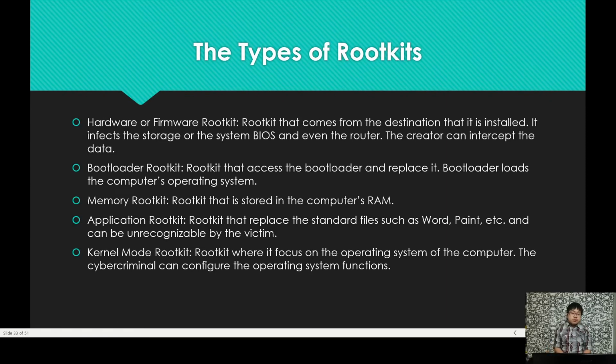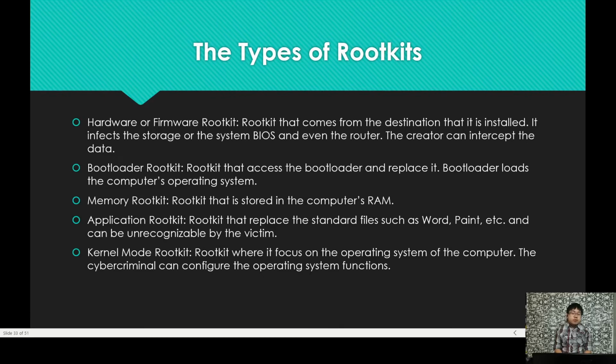The types of rootkit include hardware or firmware rootkit, a rootkit that comes from the destination where it is installed, infecting storage or the system BIOS and even the router. The creator can intercept the data. Bootloader rootkit, a rootkit that accesses the bootloader and replaces it. The bootloader loads the computer's operating system.